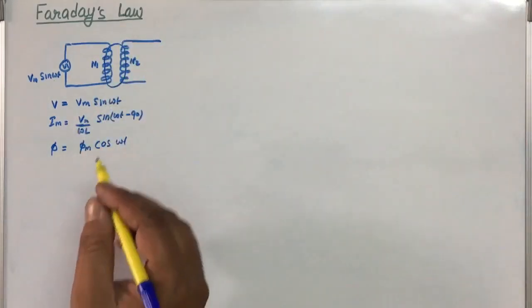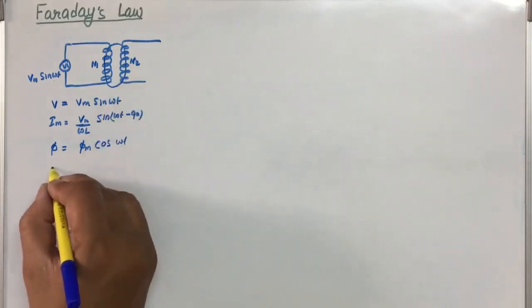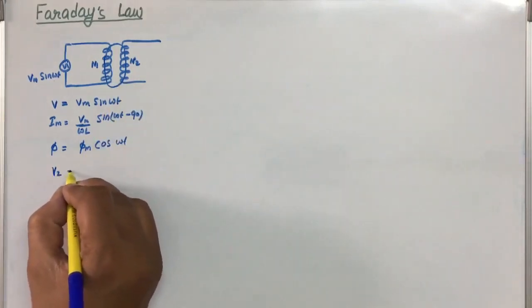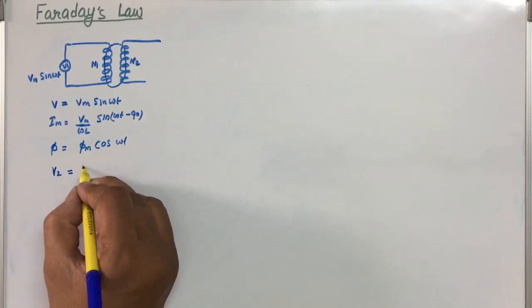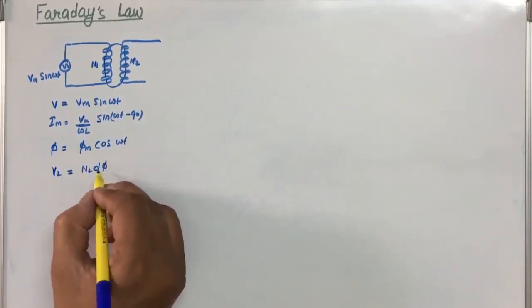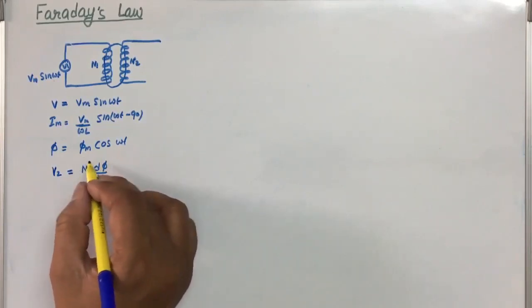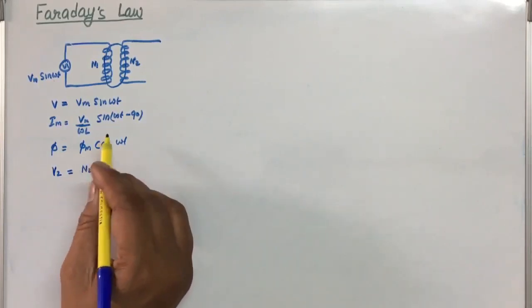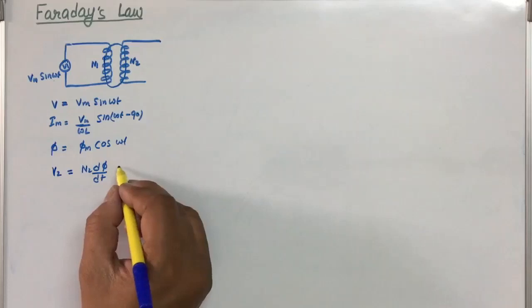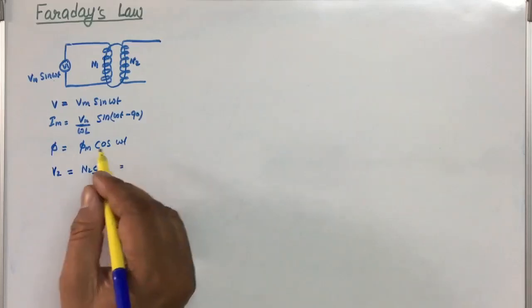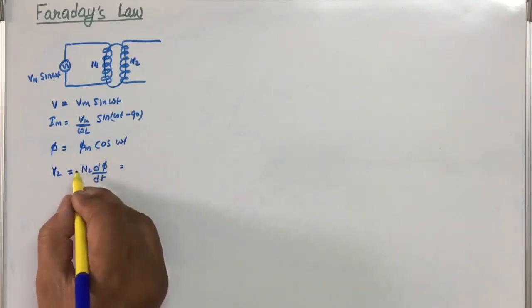So the EMF that will be induced in this, we can say that EMF will be V2, and we know that the induced EMF can be written like this, and this can be further written. Okay, according to Lenz's law we can say a negative sign should be there.